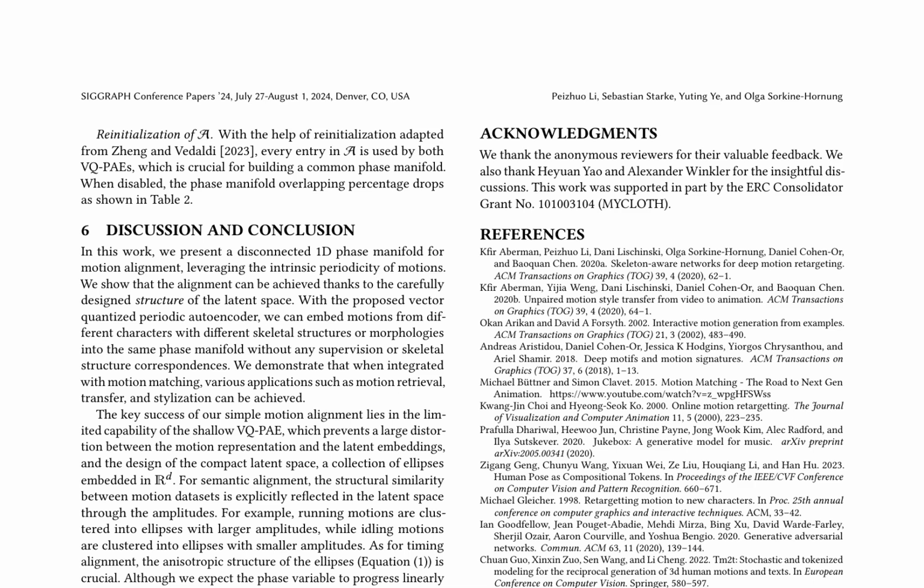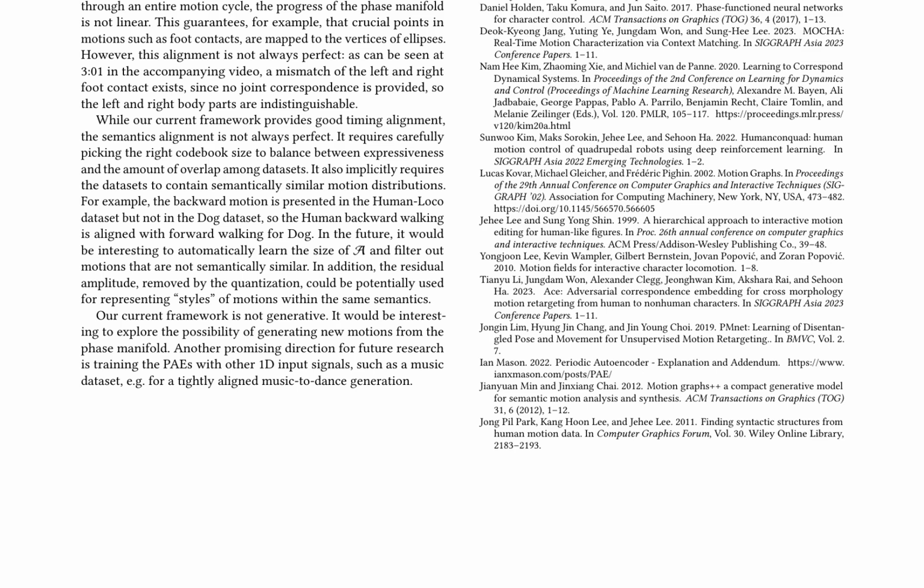For semantic alignment, the structural similarity between motion datasets is explicitly reflected in the latent space through the amplitudes. For example, running motions are clustered into ellipses with larger amplitudes, while idling motions are clustered into ellipses with smaller amplitudes. The anisotropic structure of the ellipses is crucial for timing alignment, ensuring that crucial points in motion such as foot contacts are mapped to the vertices of ellipses. Although the alignment is not always perfect, the framework provides good timing alignment.